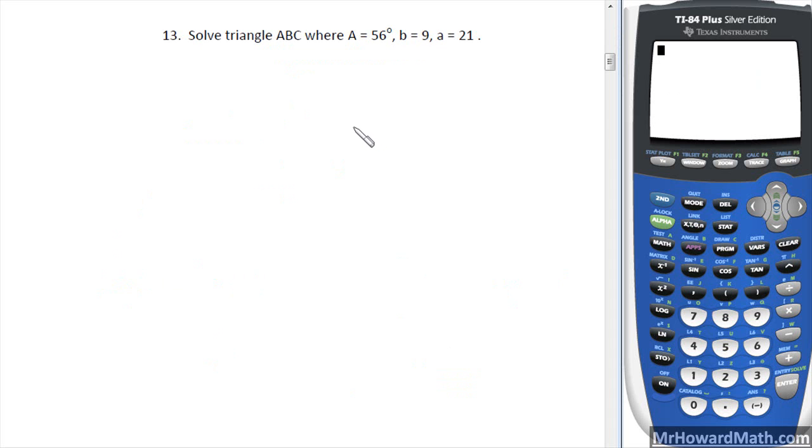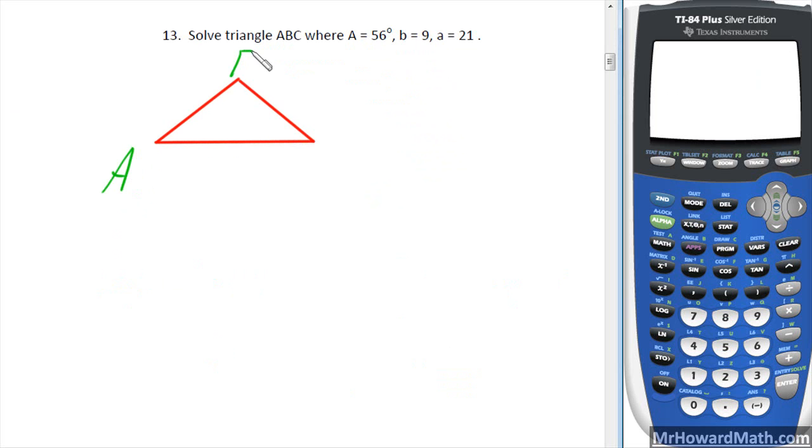Okay, problem 13, solve triangle ABC where A is 56 degrees, b is 9, and a is 21. They don't tell us it's a right triangle, so most likely it's not. We'll sketch our triangle here and label it to start. So we'll label it like this, ABC. A is 56 degrees, b is 9, and a is 21.